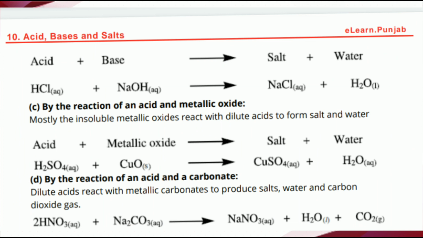Fourth method, by the reaction of an acid and a carbonate. Dilute acid, here nitric acid, any acid can be used. Hydrochloric acid, sulfuric acid, nitric acid, when reacts with metallic carbonates, sodium carbonate, sodium is metal, CO3 is carbonate, Na2CO3, it produces salt, water and carbon dioxide gas, NaNO3. This is sodium nitrate plus H2O plus CO2. Now 4 reactions have been completed, 4 processes. From these methods we can obtain soluble salts.